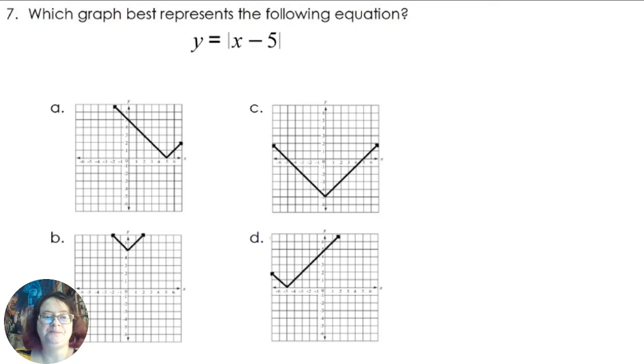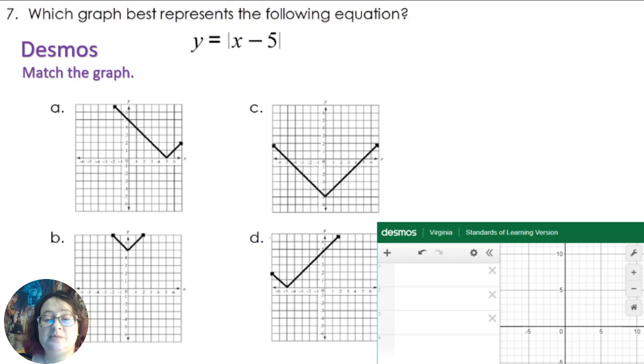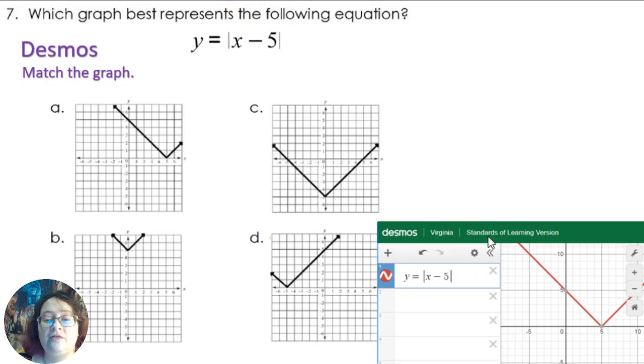All right. For number 7, which graph best represents the following equation? This one, we just have to match the picture. So we're going to go to Desmos and match the graph. I'm going to bring up Desmos, and I'm going to put the whole thing in the first box. And I get a red graph over here.